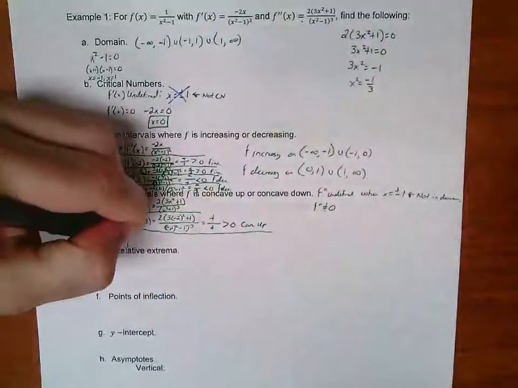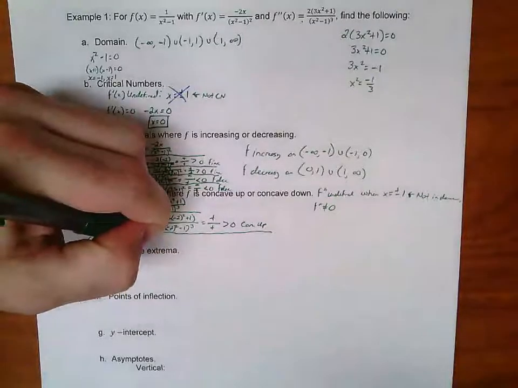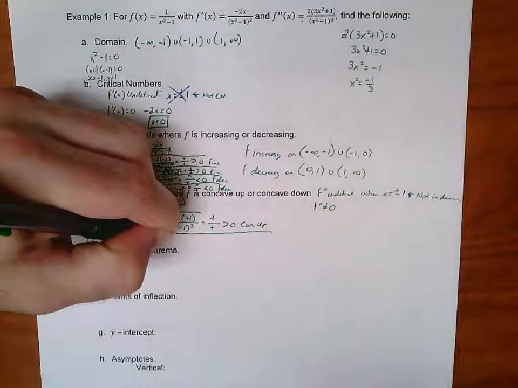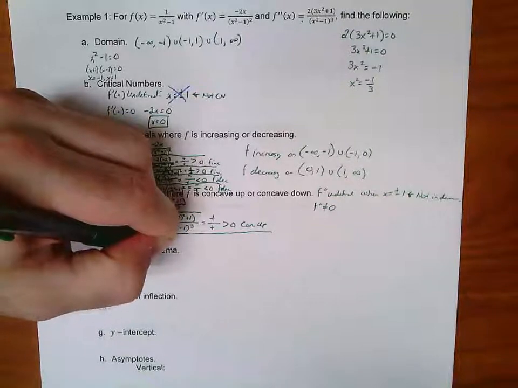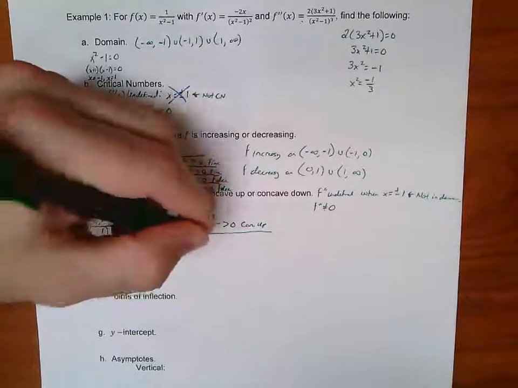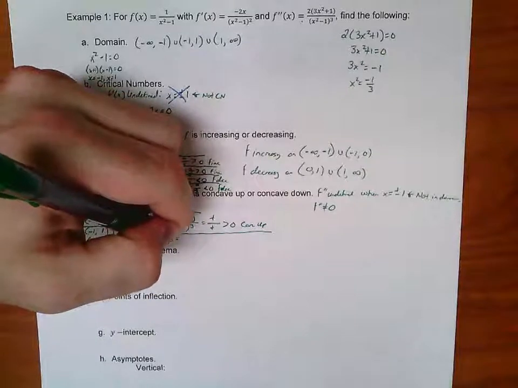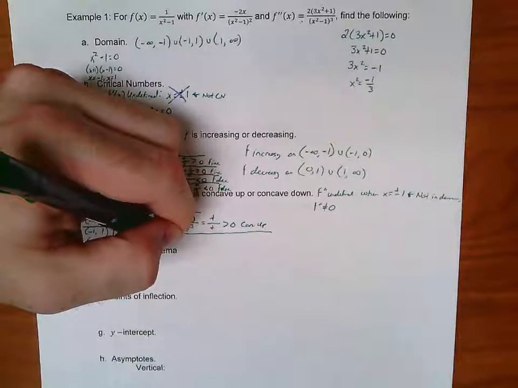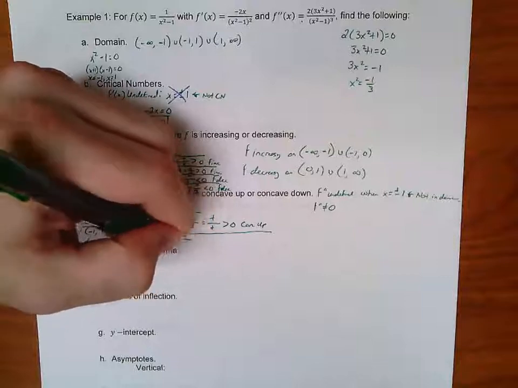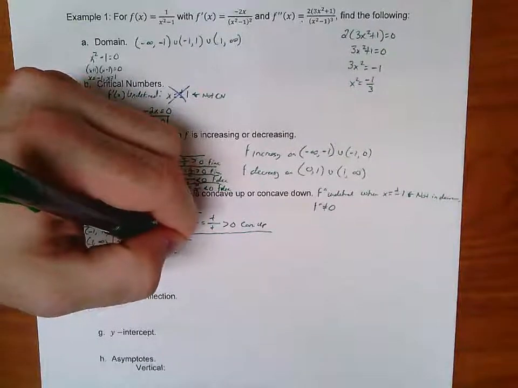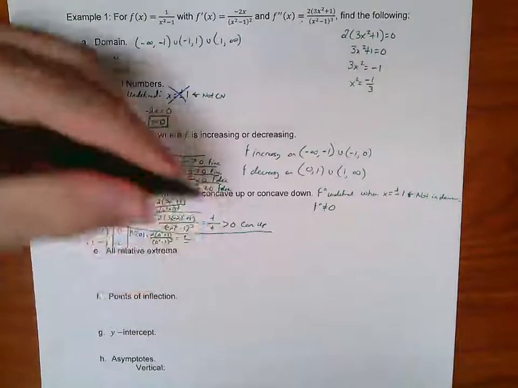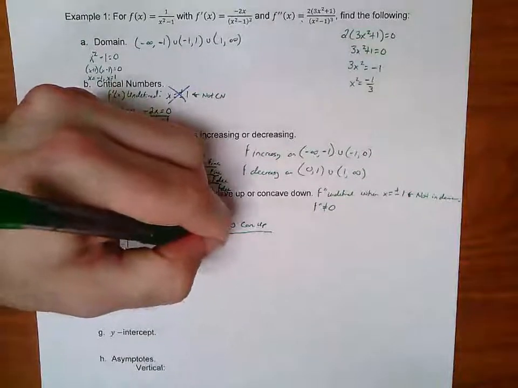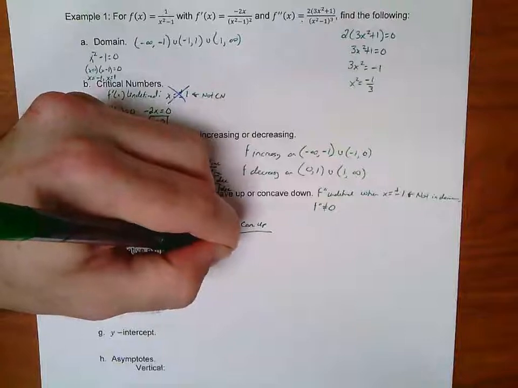Checking 0, so f double prime of 0. 2 times 0 squared plus 1 over 0 squared minus 1 to the third power. So 0 squared is 0, plus 1 is positive, times 2 is positive. 0 minus 1 is going to be negative. Cubing that's going to be negative, so we have a positive divided by a negative. So that's less than 0, so concave down.